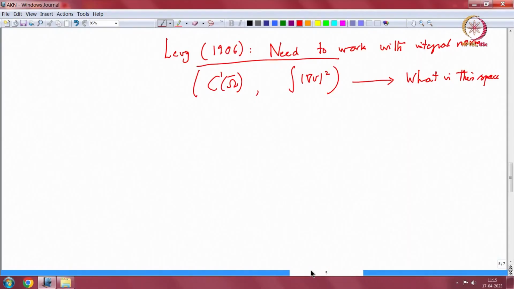So, studying this minimization of the Dirichlet functional, many people including Levi observed that you need to work with C1 of omega bar with an integral norm. So the question is: what is this space? We cannot easily understand it.